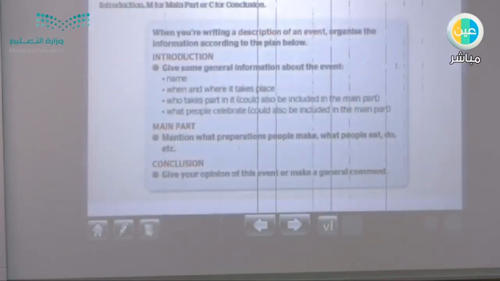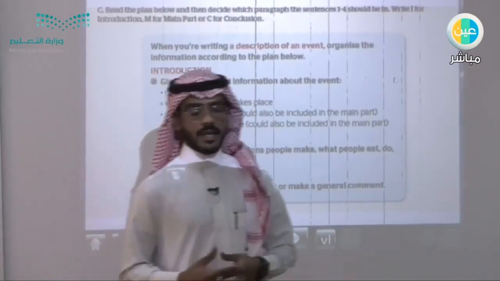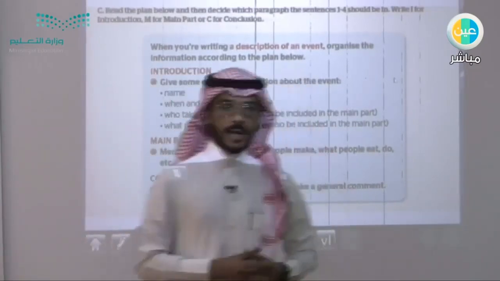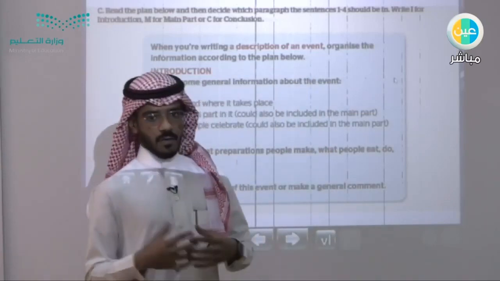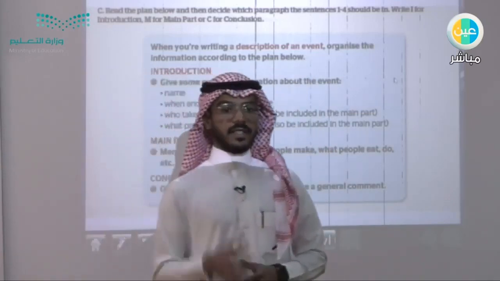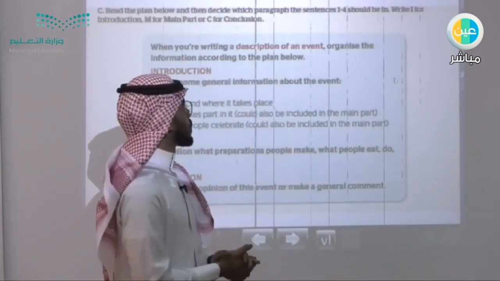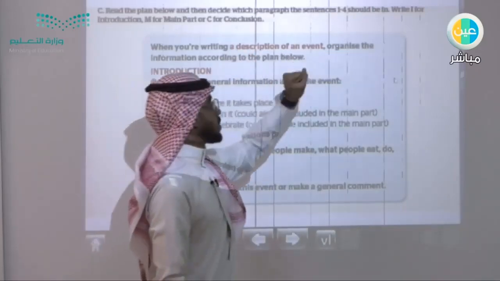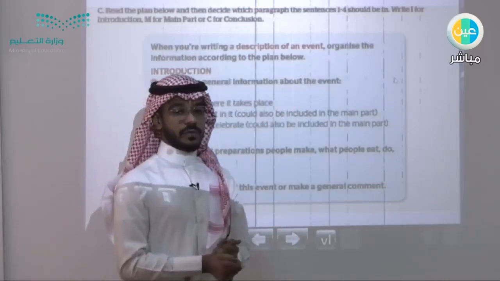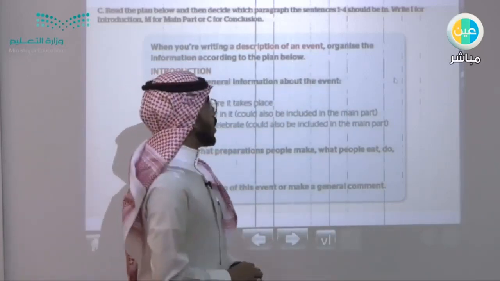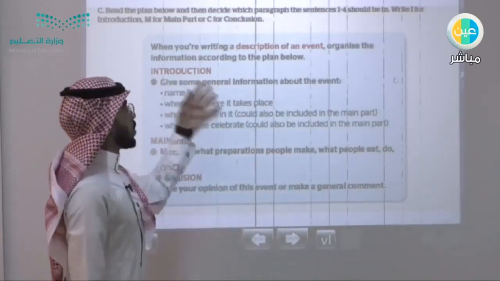Now, let's take C, read the plan. This is a plan about how to write about a festival or celebration or event. So what do we have to do in this plan? Description of an event. When you start writing a description of an event, order your information according to the plan below.